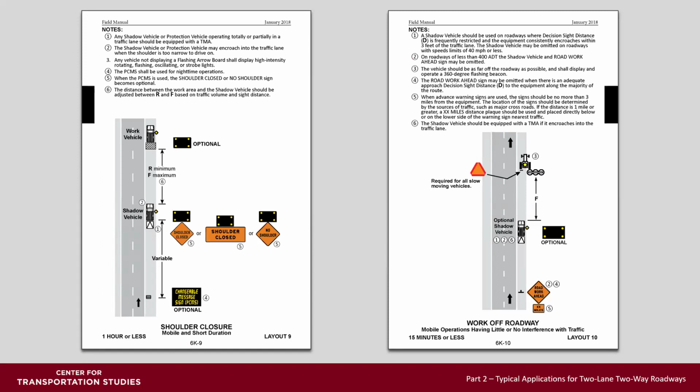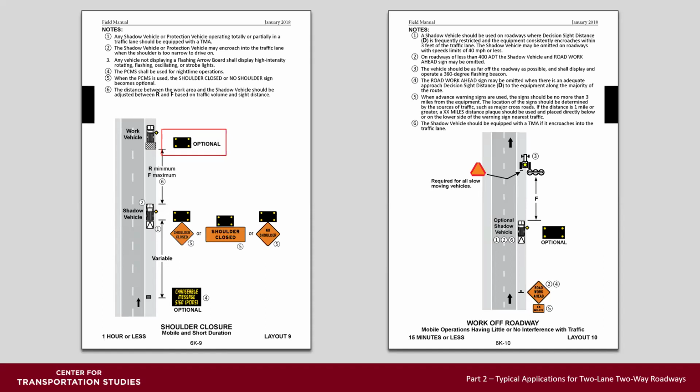Layout 9 is a shoulder closure layout. Note that this is for a short duration closure of 1 hour or less to complete the work. The shadow vehicle, totally or partially in the lane, should be equipped with a TMA. The arrow board on the work vehicle is optional.